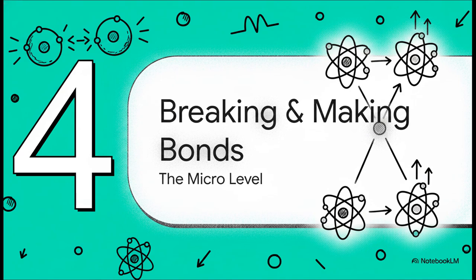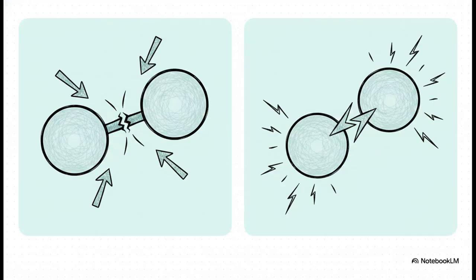Finally, Section 4, breaking and making bonds. Let's zoom way down to the micro level. So why do elements even bother reacting at all? Well, they're chasing a stable energy state, usually by trying to gain a full outer shell of electrons. But to achieve that, they have to play a crazy chemical tug-of-war.